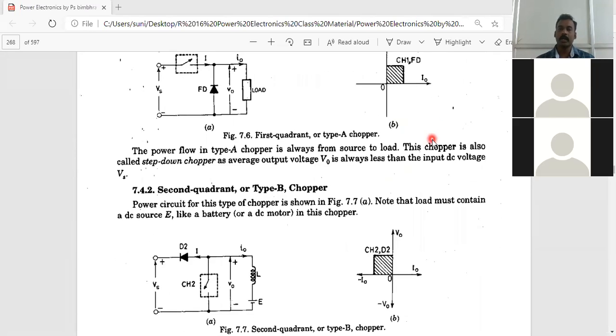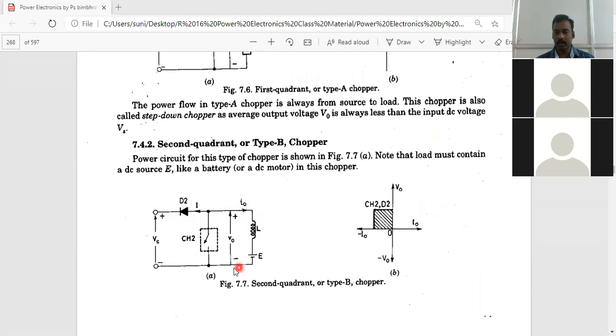So in the case of the second quadrant chopper, or type B chopper, you are going to have the construction as shown. Here, whenever we need the chopper to operate in the second quadrant, the voltage across the load should be positive, but the current is to be in the reverse direction. The practical example for this is the motor braking instant.